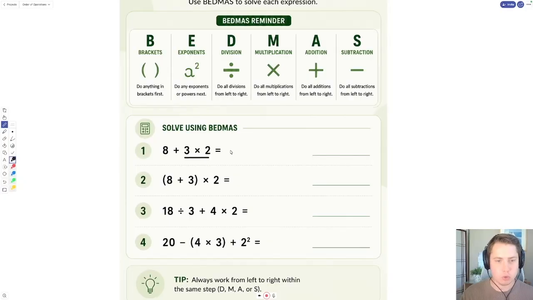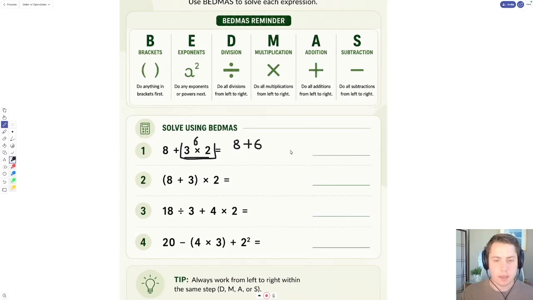So 8 times 2, what is that going to give us? That's going to give us 6. So, sorry, 3 times 2. That's going to give us 6. So we're going to do 8, and this changed to a 6, right? This changed to a 6 because we solved this right here. So we're going to do 8 plus, because those two remain, 6.